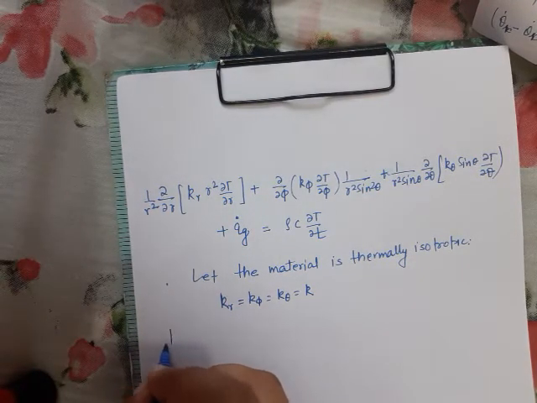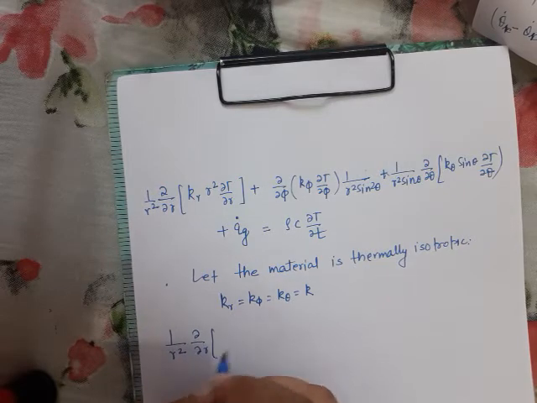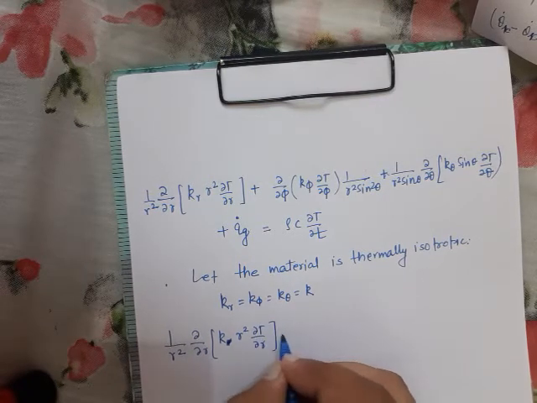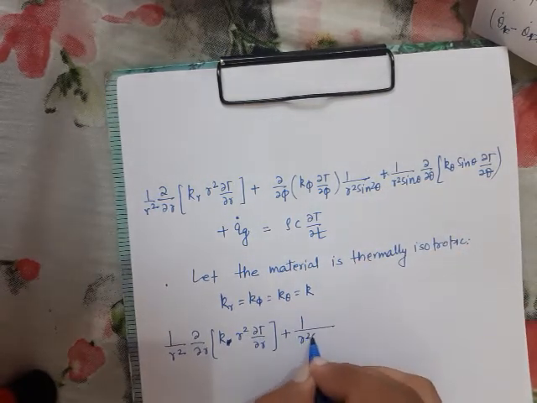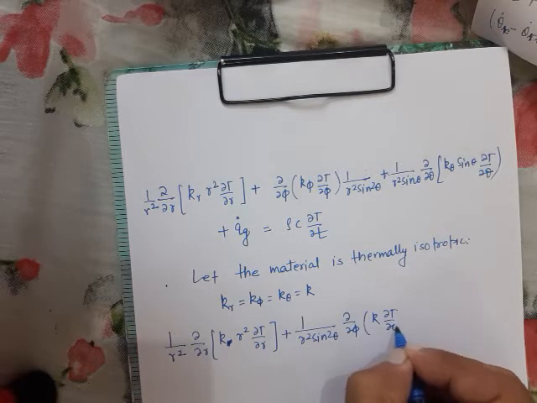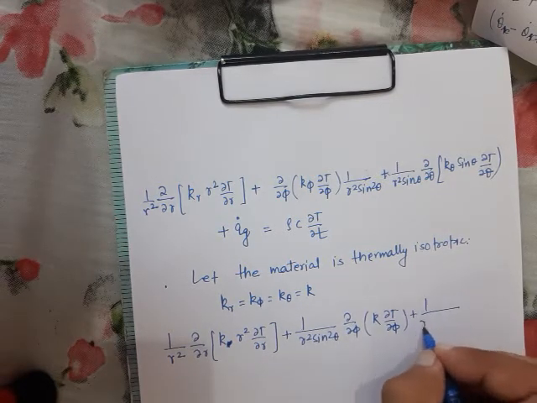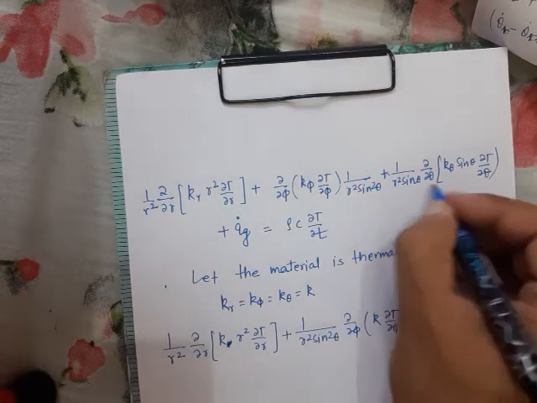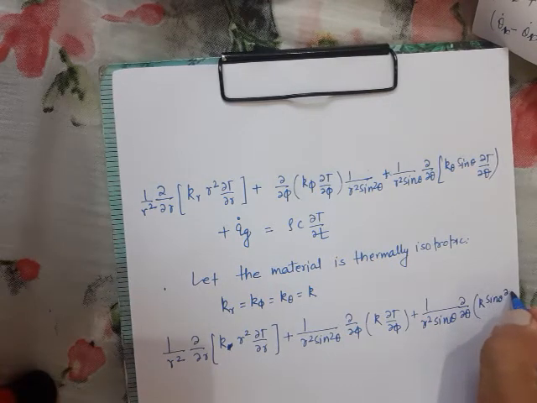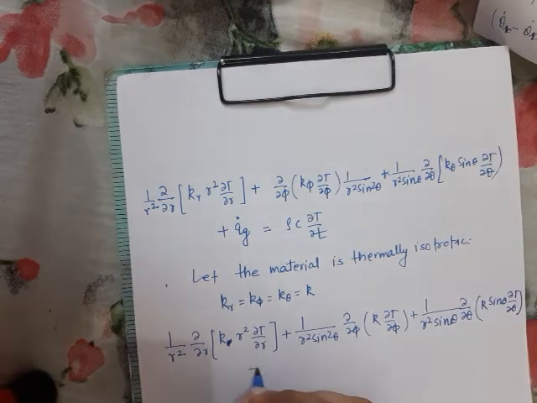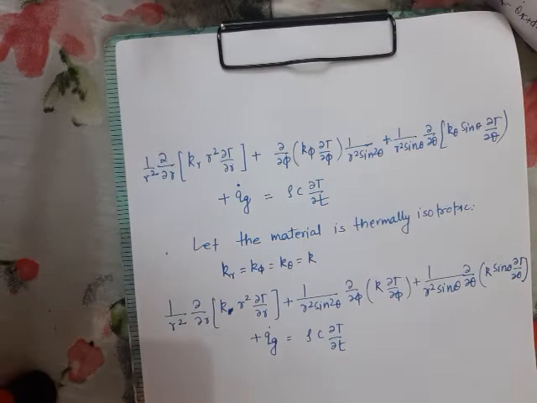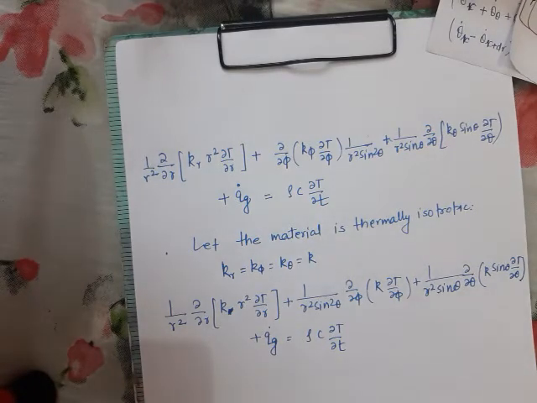Then the equation would be 1 upon r square del upon del r, k_r is k, r square del T upon del r, plus 1 upon r square sine square theta del upon del phi of k del T upon del phi, plus 1 upon r square sine theta del upon del theta of k sine theta del T upon del theta, plus q dot g is equal to rho c del T upon del t. Okay, we have simplified the terms.